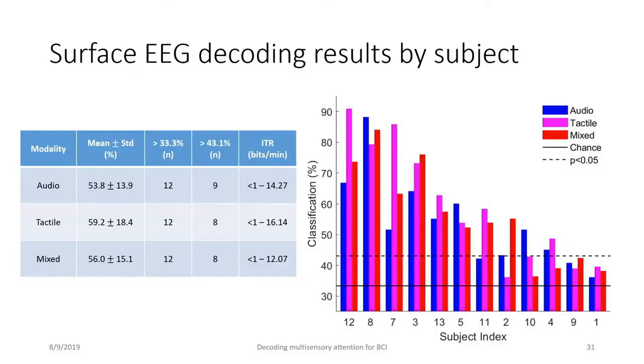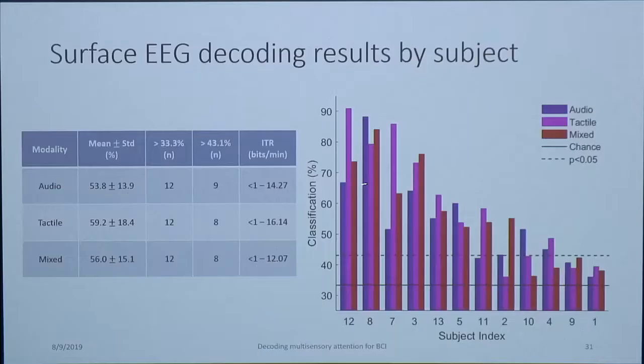And here are the results by modality. I can also arrange the results by subject and sort them based on their maximum decoding. For the ones at the bottom, it's really hard to classify whether they're paying attention to left, right, or no attention. And it seems to be consistent across different modalities. And those who could score high in one of the modalities are also supposed to score high in the other two. So we have this within-subject consistency across modalities.